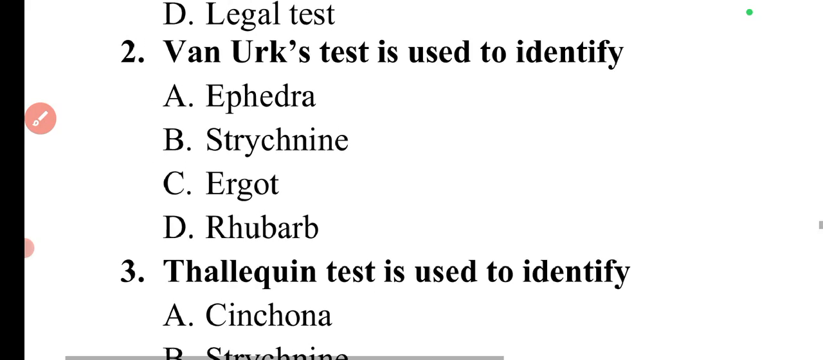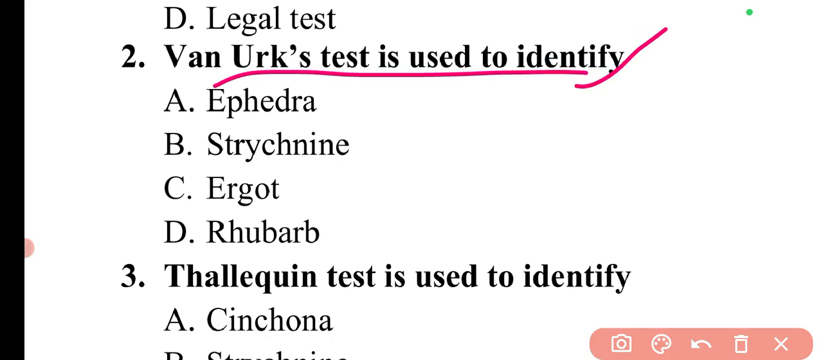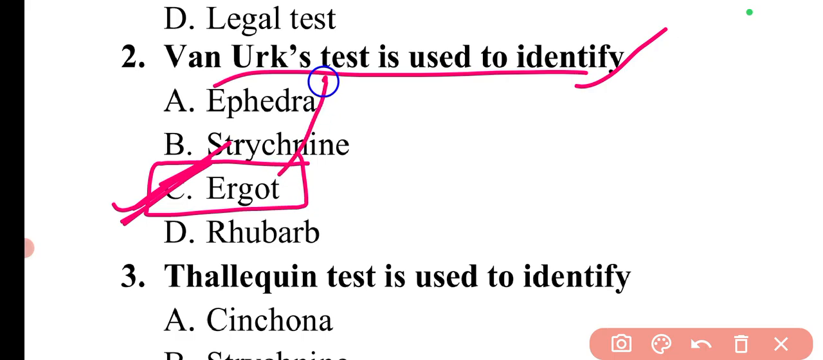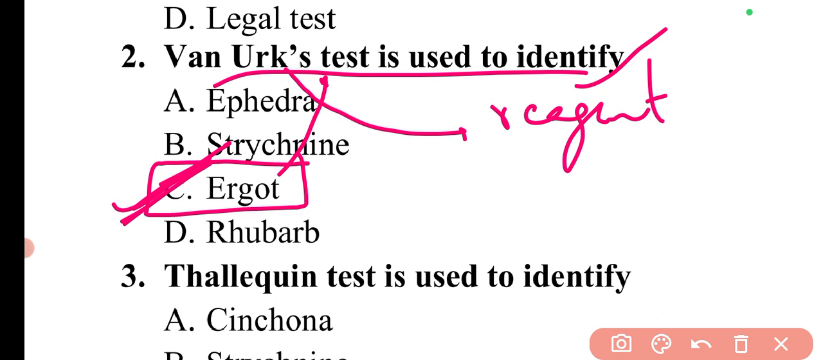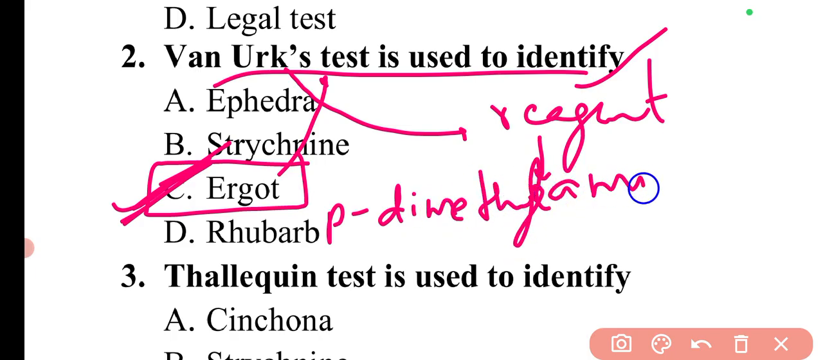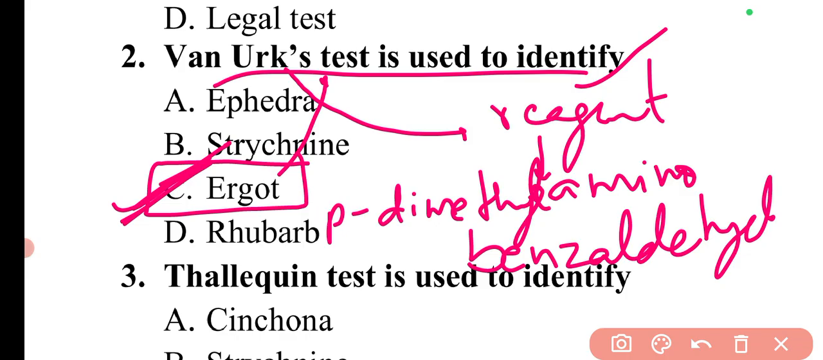The question is, Van Urk's test is used to identify. So Van Urk's test is used to identify the ergot alkaloid. So here option C is correct. Basically in ergot alkaloid, Van Urk's test is used, and sometimes the composition of Van Urk's reagent is asked. If asked about the reagent composition, then the composition is para dimethyl amino benzaldehyde.